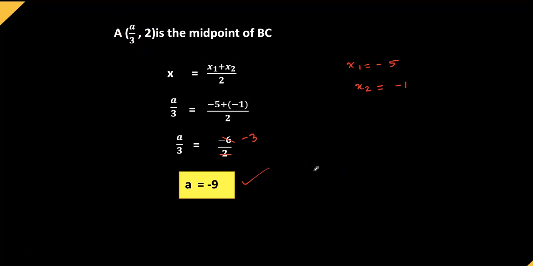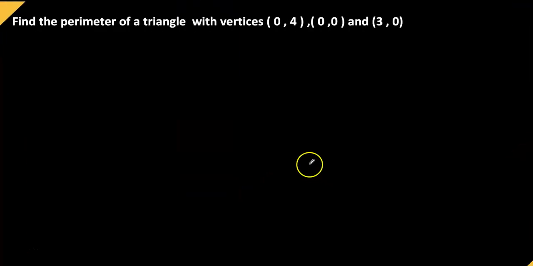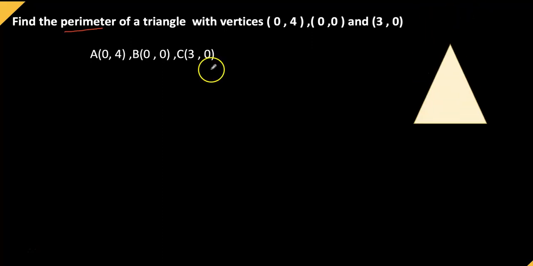Now we can move to the second question. Find the perimeter of a triangle whose vertices are 0, 4, 0, 0 and 3, 0. So the vertices A 0, 4, B 0, 0, C 3, 0. We have to find perimeter. So I mean length of AB, length of BC and length of AC we have to find. Then we should add.